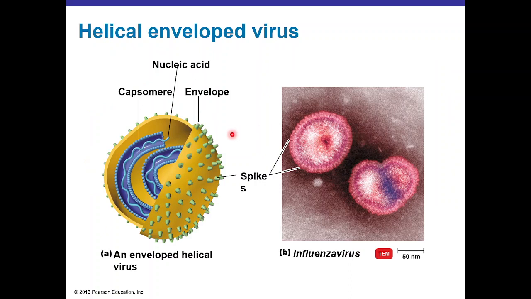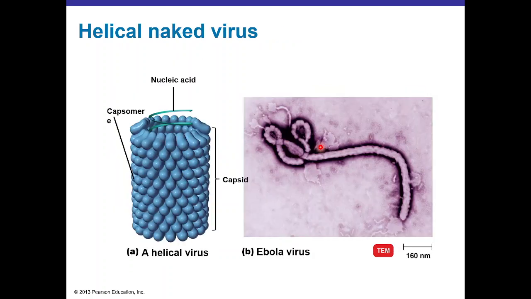Here we have an example of a helical enveloped virus. The nucleocapsid is helical, and you have the nucleic acid inside the nucleocapsid. Outside of the nucleocapsid you have the plasma membrane with the spikes, which is basically the plasma membrane from the host cell. This is the actual transmission electron micrograph of an influenza virus with the spikes, and it has the capsid inside the plasma membrane, and then the nucleic acid.